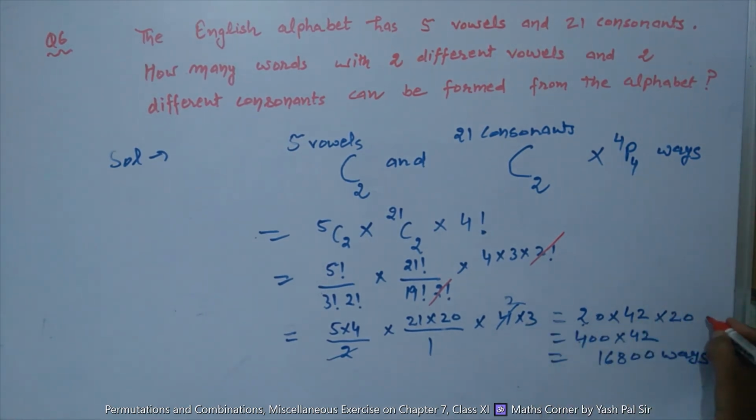Sorry, here 3 is also into 3, so we have, so 3 was left out, multiplying with 3, 16,800 into 3 is equal to 50,400 ways.